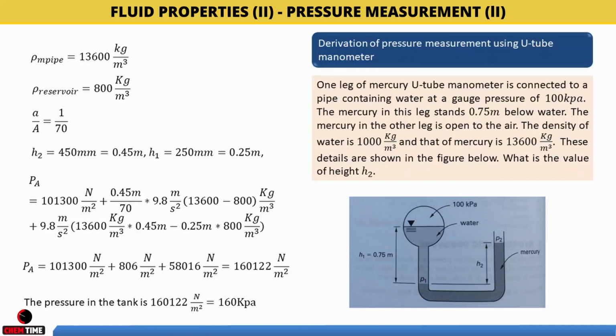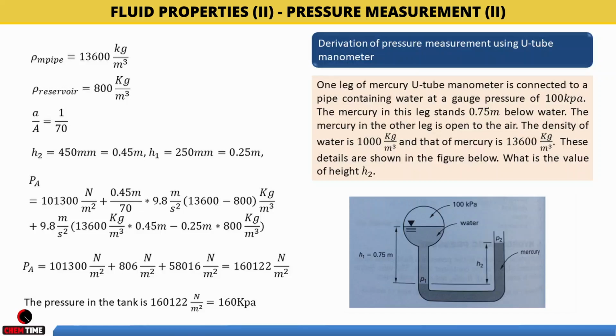The second problem is using a U-tube manometer, and it is given as one leg of mercury U-tube manometer is connected to a pipe containing water at a gauge pressure of 100 kilopascal. The mercury in the leg stands 0.75 meters below water. The mercury in the other leg is open to air. So here the pressure is atmospheric. The density of water is 1000 kg per meter cube and that of mercury is 13,600 kg per meter cube. These values are shown in the figure. What is the value of height H2 that is shown in the figure?